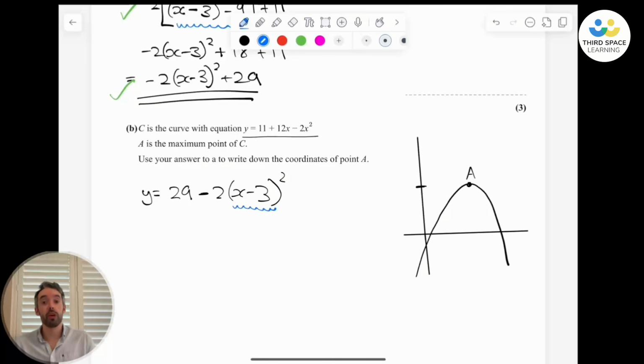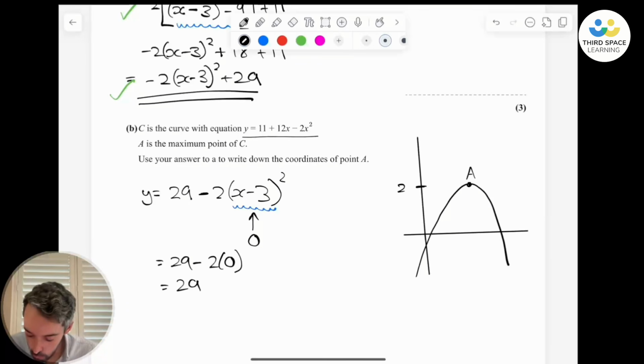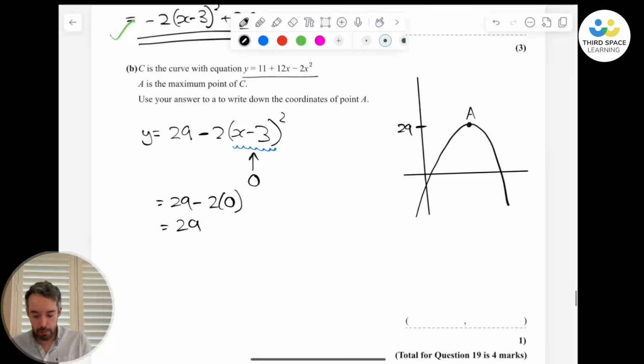Because when we square a number, we always get a positive answer. So I want to take the smallest possible value I can from 29 to keep it as big as I possibly can. So the question is then, what would this bracket need to be in order to be as small as it possibly could be? Well, we know that the squared term can never be negative. So that would be 0 at its smallest possible term. Now, if that is 0, that would be 29 minus 2 times 0, which is 29. So the y value at the maximum point will be 29.